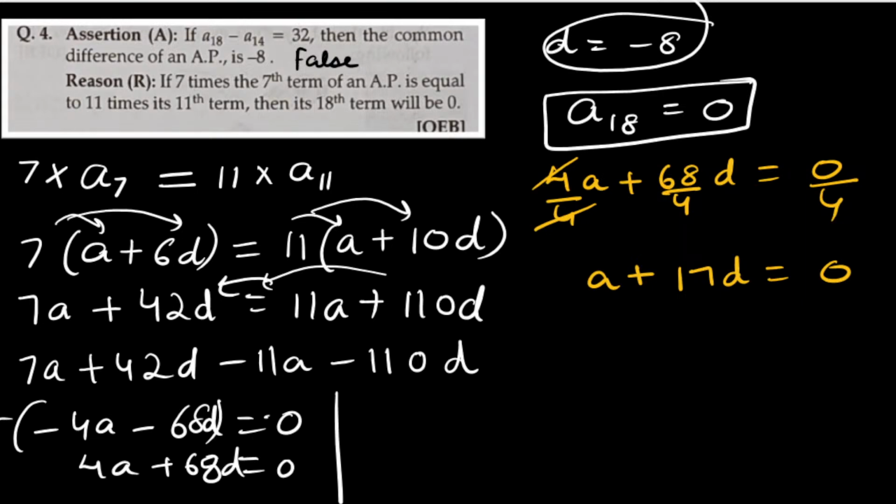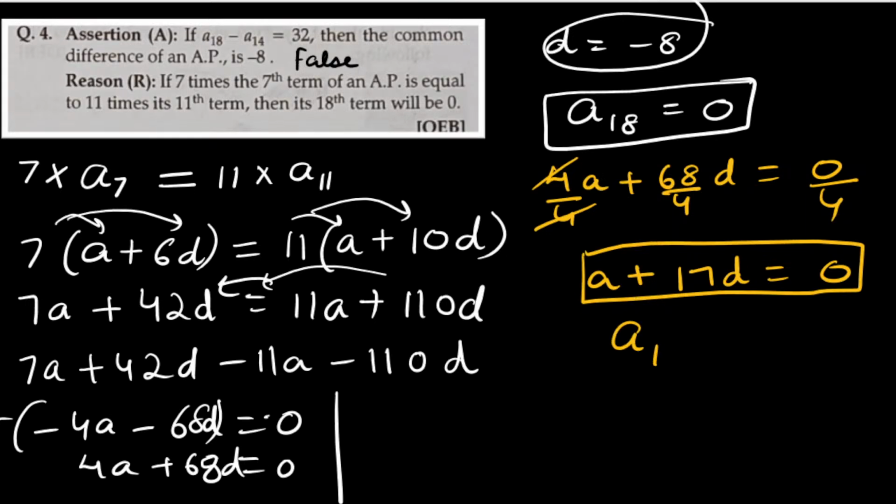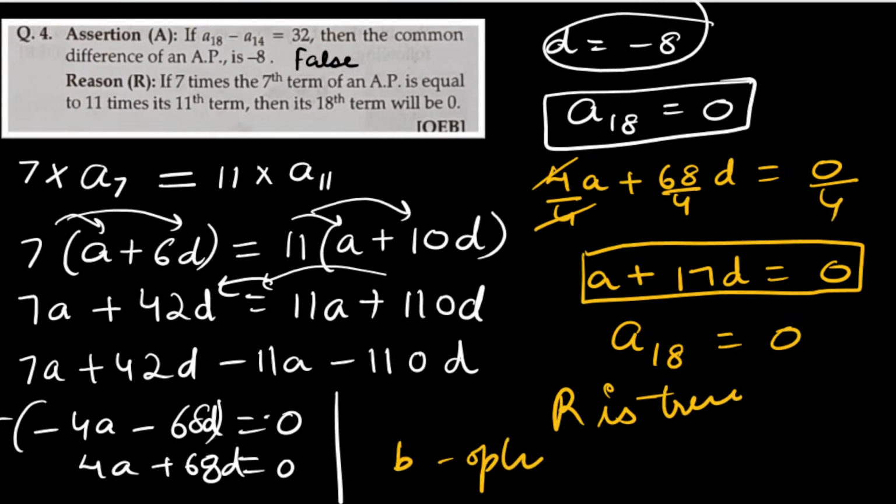What is A plus 17D? A plus 17D is actually A18 only. This is the formula of A18. Yes, so that means R is true. A is false, R is true. B option is the correct answer.